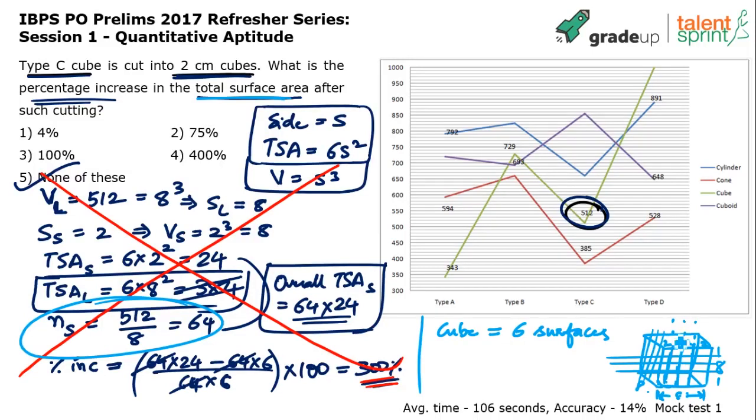So on each dimension, you'll have to do 3 cuts. Total how many dimensions? 3 dimensions. So 3 times 3, 9 cuts. So the number of cuts is equal to 9.